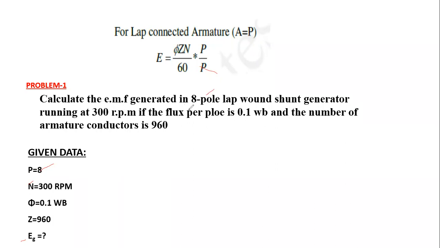Next, the flux per pole is 0.1 Weber. Flux is considered as phi, therefore phi is equal to 0.1 Weber. The number of armature conductors is Z, therefore Z is equal to 960. This is the given data.